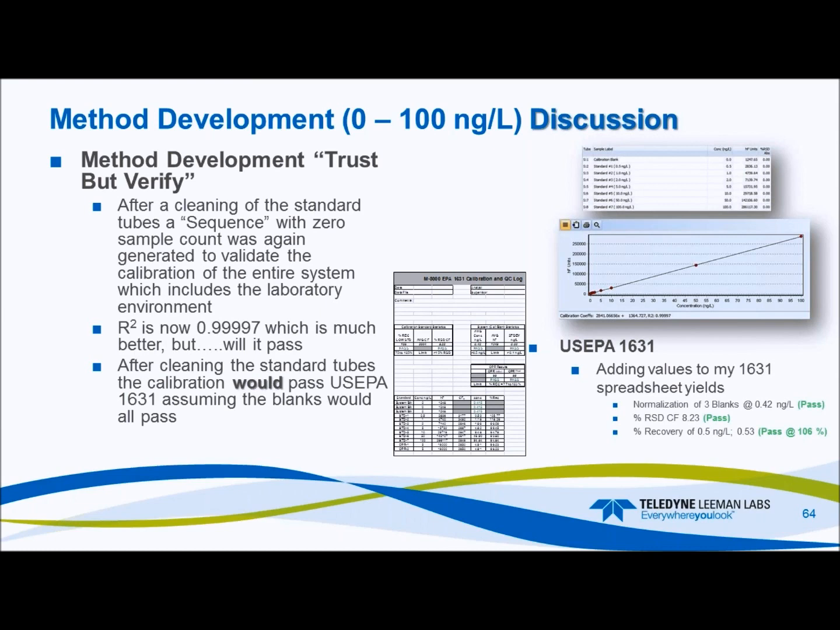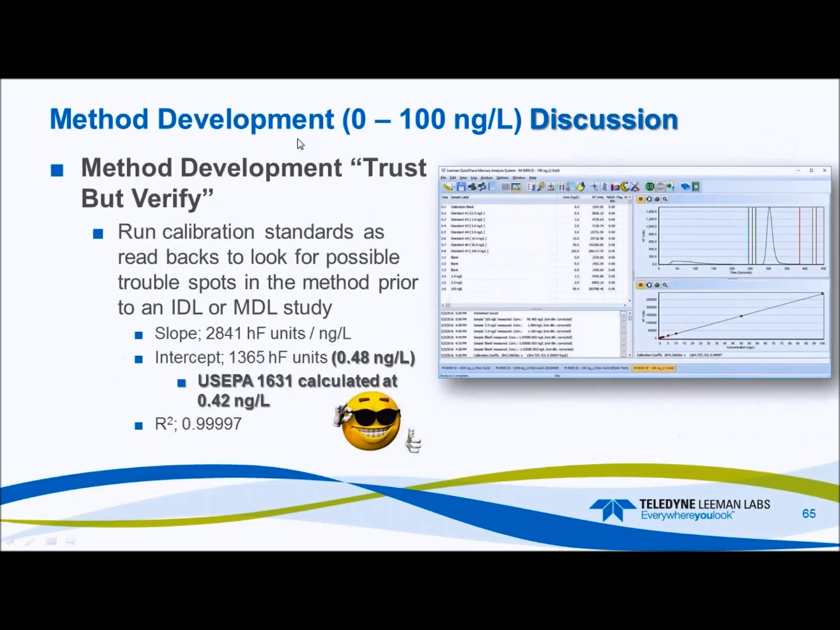So I pop them into my spreadsheet. I normalize the 3 blanks. They come in at 0.42. My percent RSD on my CF factor passes, and the recovery of the low standard to 5 comes in at 106%. Everything's good. So this actually would work for 1631 if all my blanks would pass when you read real blanks, and they should. So run back calibration.